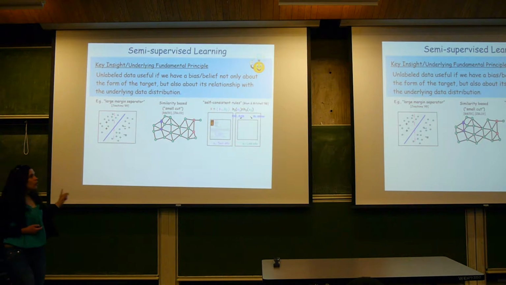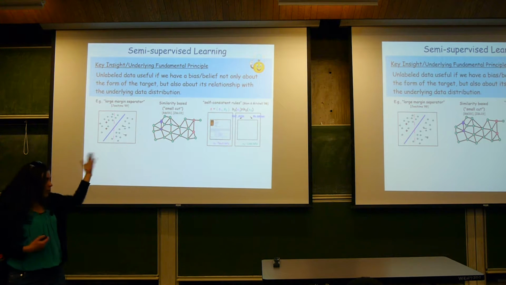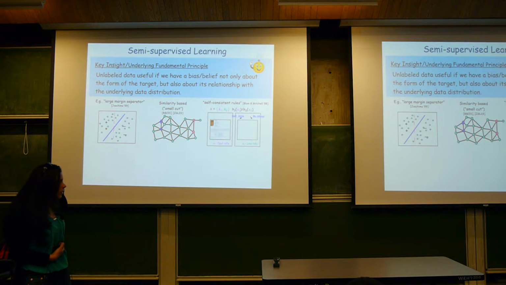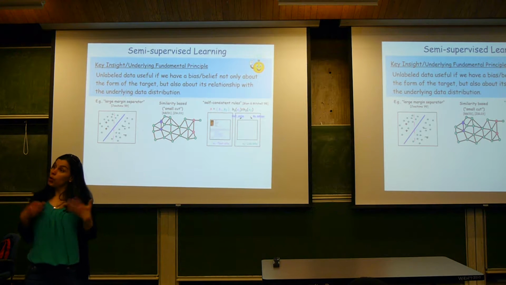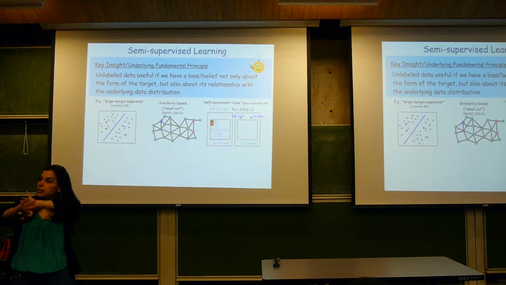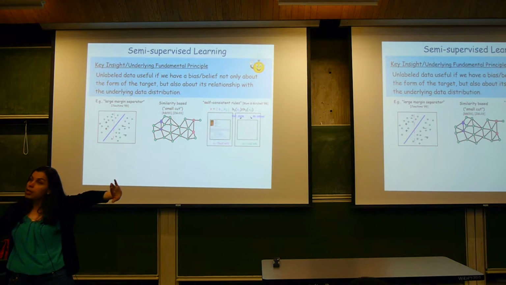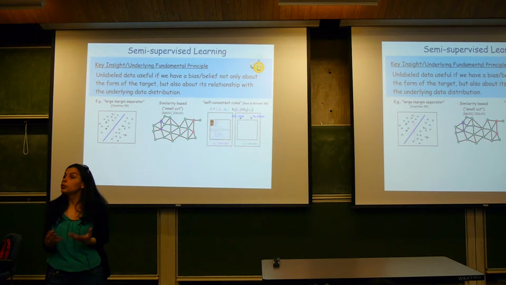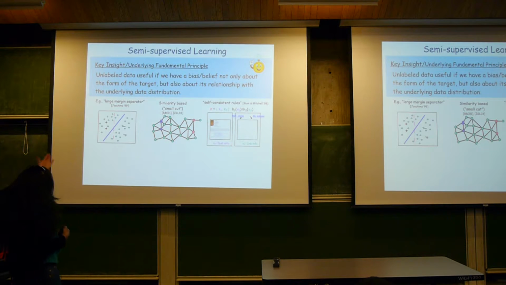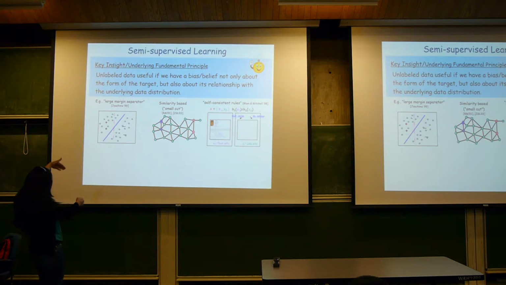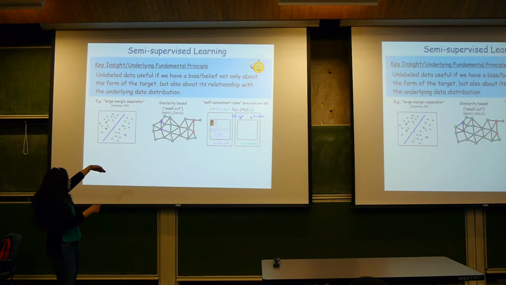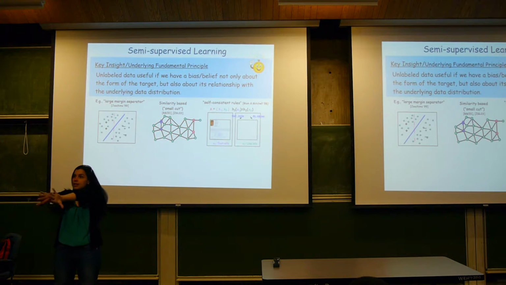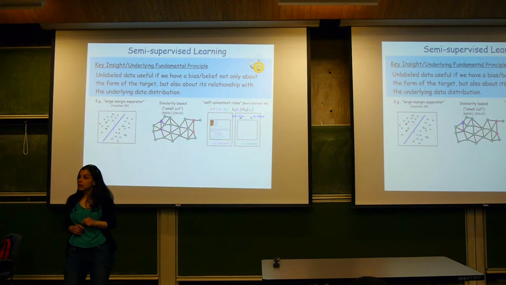Okay, cool. My point here is that in the semi-supervised learning world, unlabeled data is helpful if we have beliefs not only about the form of the target function, so our inductive bias doesn't involve only the form of the target function, but how the target function relates to the underlying data distribution. We've seen very different ways in which we can express this: maybe the target function has a large margin, or maybe it has a property of self-consistency or agreement, or maybe it corresponds to a small cut in similarity-based semi-supervised learning.